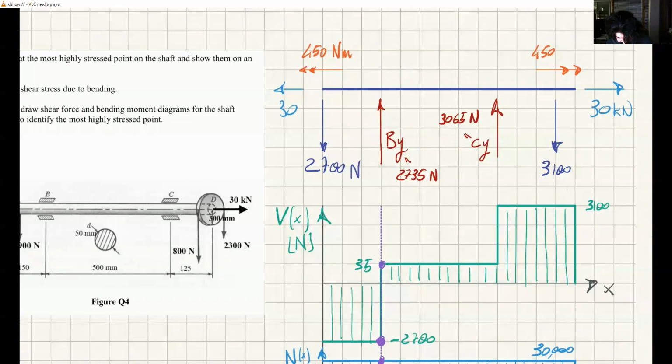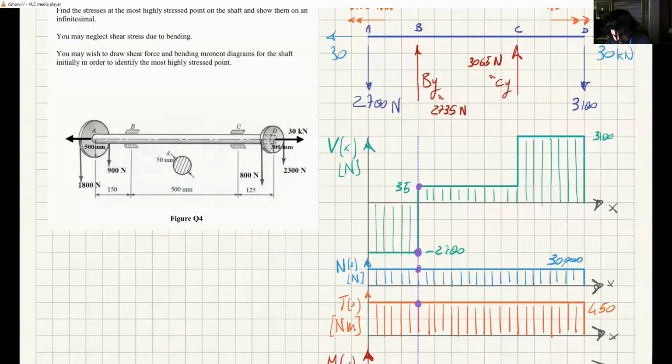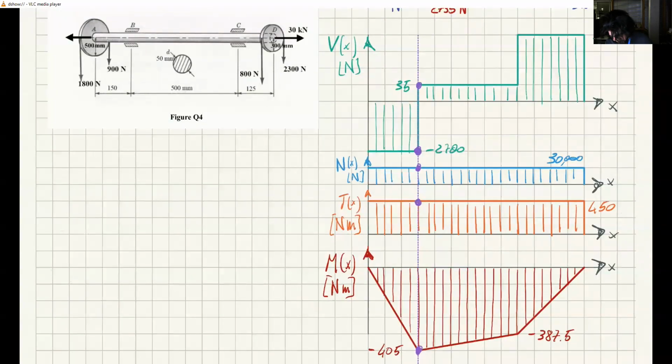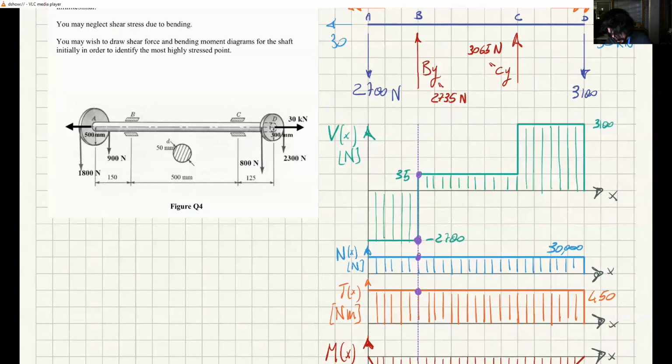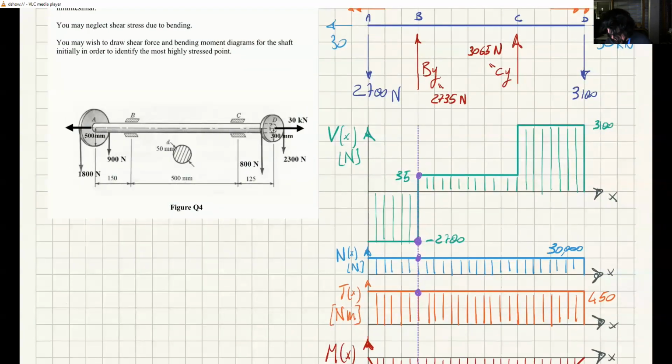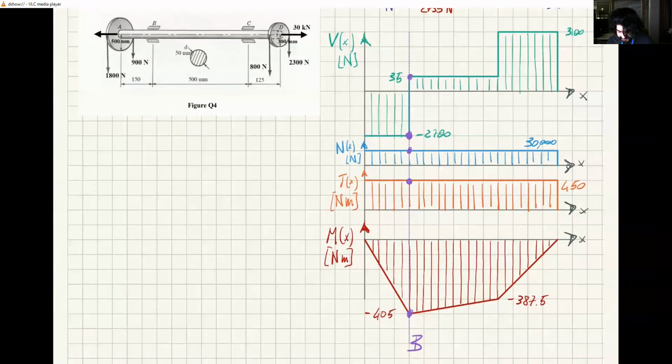So we have, I think this force goes here. And so you have, what do you have? This is A, this is B, and this is C, and this is D. So from A to B, you can find the shear force, the normal force, the twisting torque, and the bending moment diagram. From B to C, exactly the same thing. And from C to D, exactly the same thing. Now, the diagrams look like this.